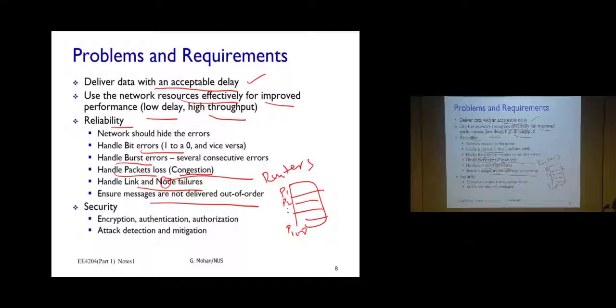What happens if the packets are received out of order? So it should do something to put them back in order, so that as far as the user is concerned, all the packets, all his data, arrived in the same order. Is that fine?